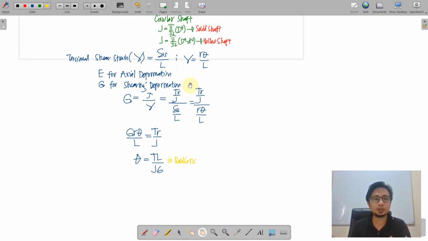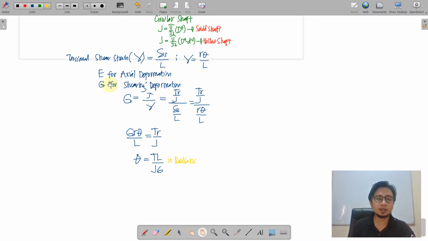Similar to the axial deformation, it has a strain, and just the same, the strain is the deformation all over L, all over the length, but this time it involves an angular deformation, so that is denoted by subscript S there. And then this delta, the shearing deformation, could be expanded to the formula: the radius times the angle of twist all over the length.